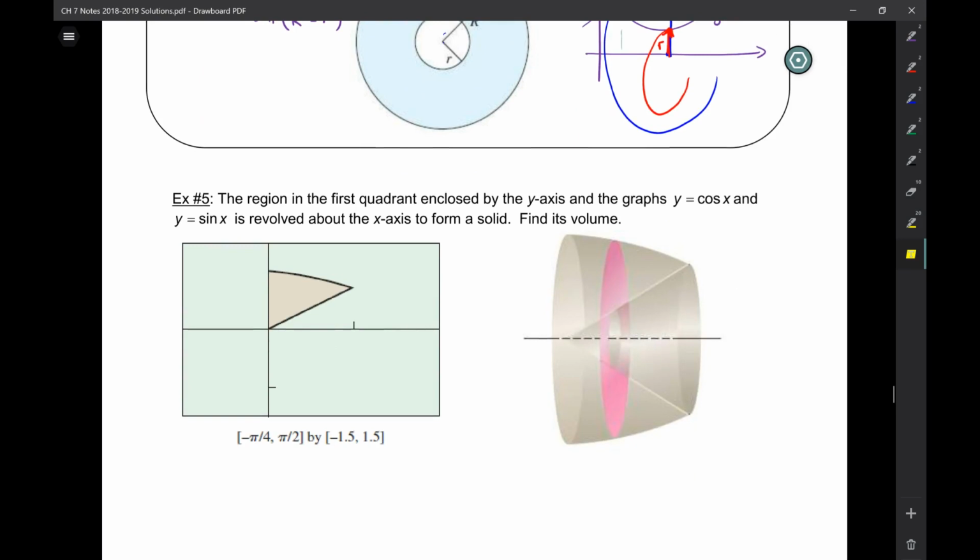Okay, so why don't we put that to use here? The region in the first quadrant enclosed by the y-axis and the graphs of y equals cosine x and y equals sine x is revolved around the x-axis. Here, that's the y-axis, that's easy. But now I'm supposed to have sine x and cosine x here. Which one is which? The upper one, is that sine x or cosine x? Cosine x.